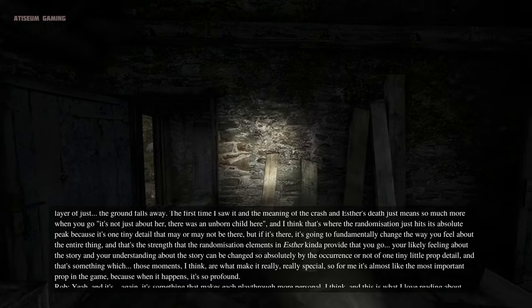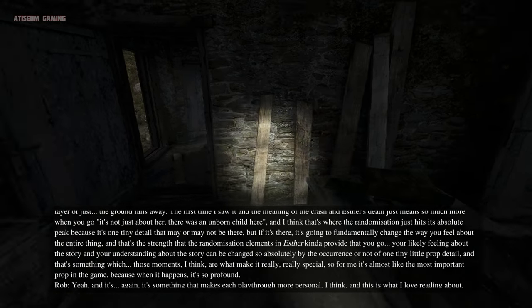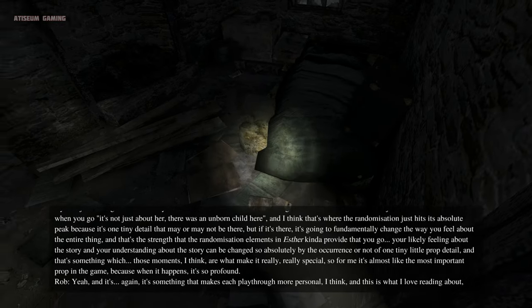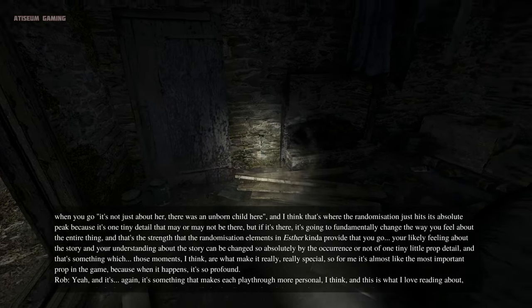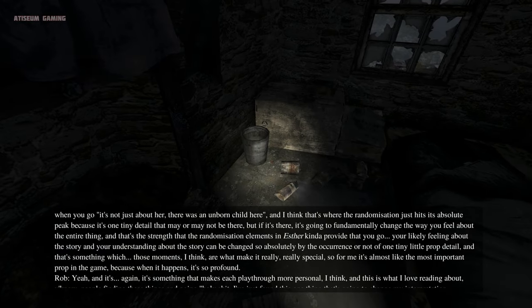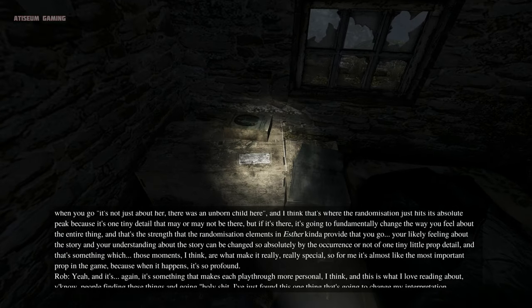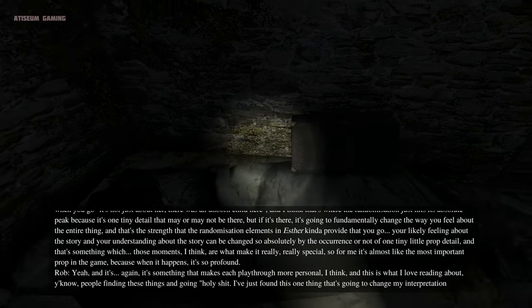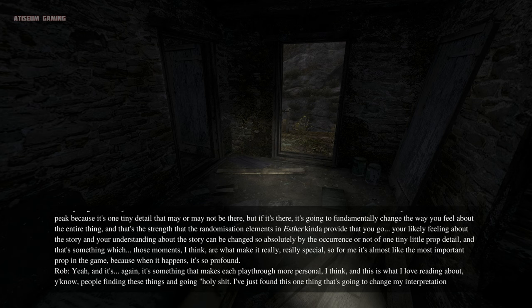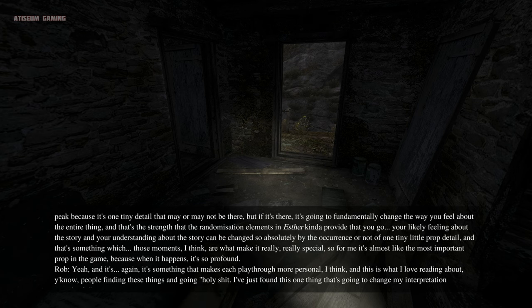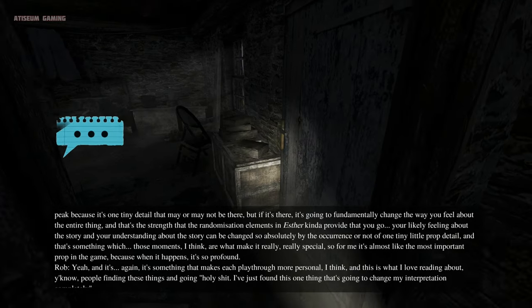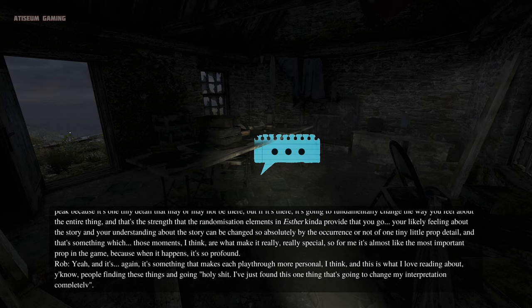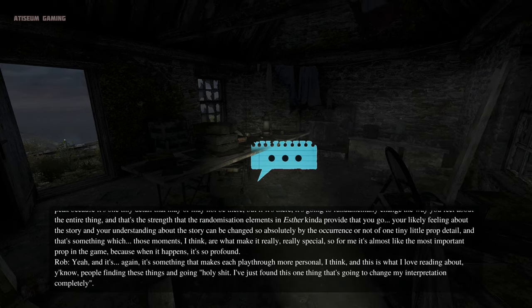And that's the strength that the randomization elements in Esther provide: your feeling about the story and your understanding of it can be changed so absolutely by the occurrence or not of one tiny little prop detail. Those moments are what make it really special. For me, it's almost the most important prop in the game, because when it happens, it's so profound. It makes each playthrough more personal, I think.